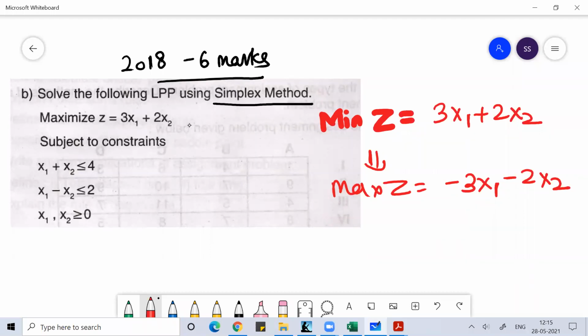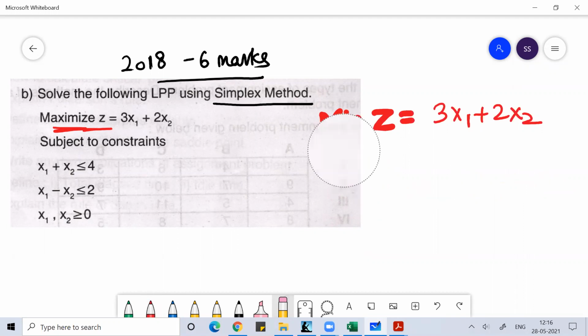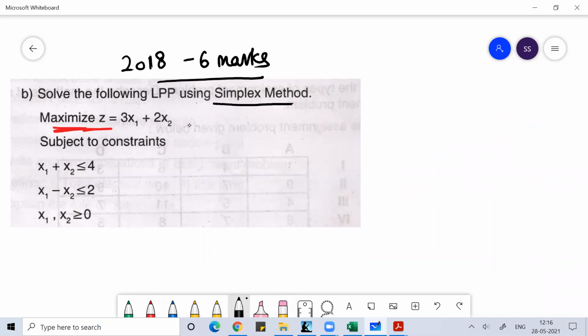I don't think that whenever a simplex method problem comes in the exam, they will give you an objective function that is minima. In simplex method problems, you will always get the objective function as maxima only. Anyway, we will not discuss more about this. Now coming to the question, whenever you are solving the problem by simplex method, let me just write down the problem. Here you have to maximize z, where z is equal to 3x1 plus 2x2.